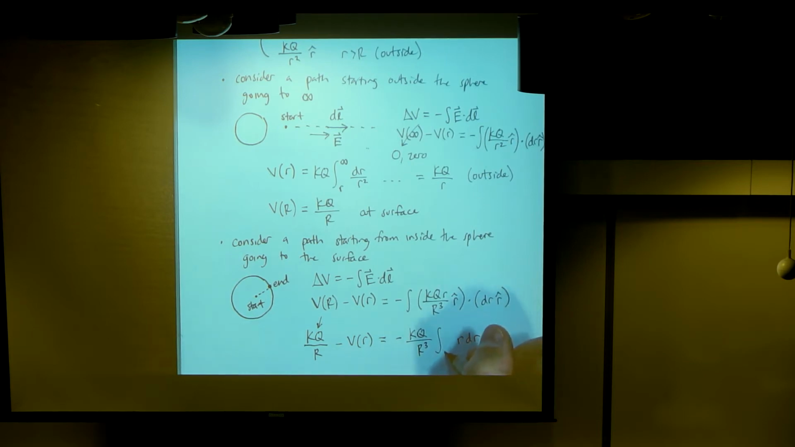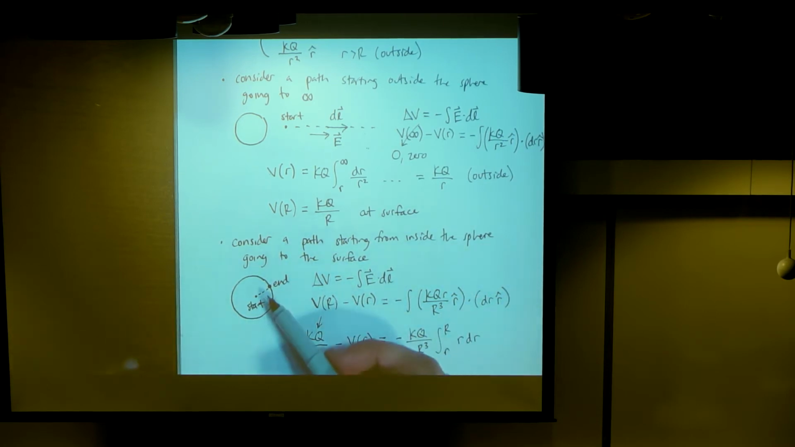And my limits, what would those be if I'm starting here and ending here? 0 to big R? So I'm not necessarily going to say 0. I'm not necessarily starting right at the center. I'm just starting somewhere on the inside. So yeah, little r to big R, right? I start at some distance, little r, some generic distance, and then I end up at big R to tell me that I'm at the surface when I'm finished with this integral, okay?